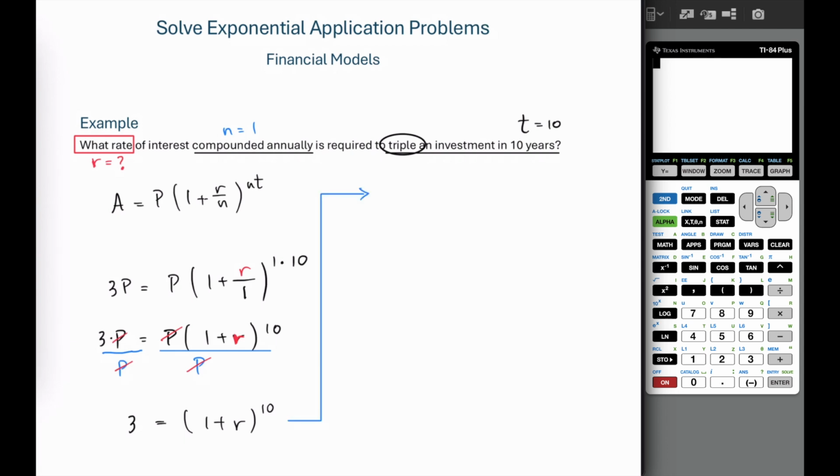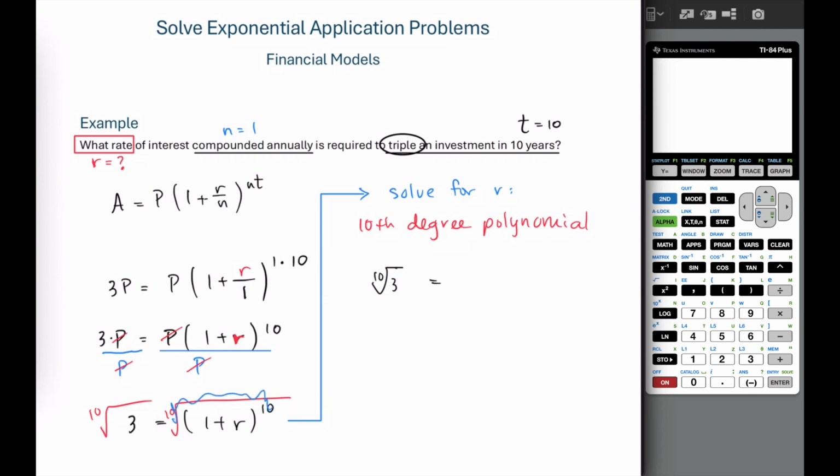Now we need to solve this equation for R. And our process depends entirely on what kind of an equation this is. It might be a little tough to recognize, but it's actually a 10th degree polynomial. And we can access this R in order to solve for it by taking the 10th root of both sides to get rid of that power 10. So on the left, we'll end up with the 10th root of 3, and on the right, the 10th root and the power 10 cancel each other out, so we're left with just 1 plus R.